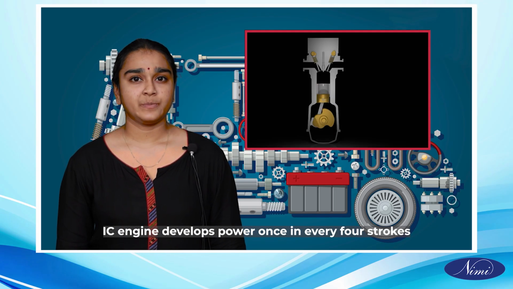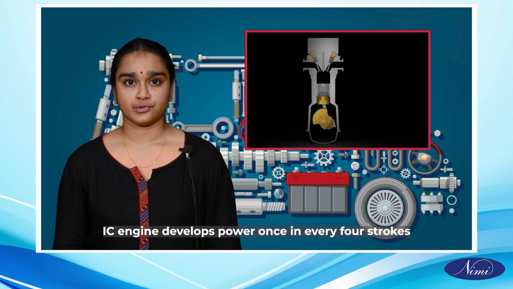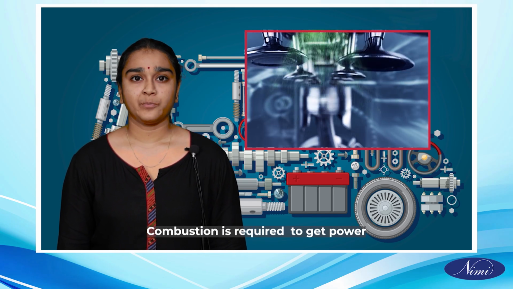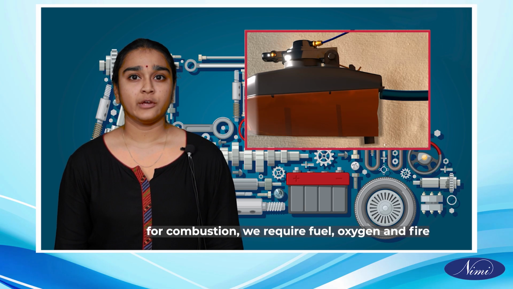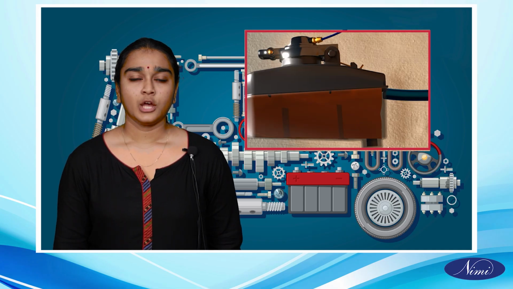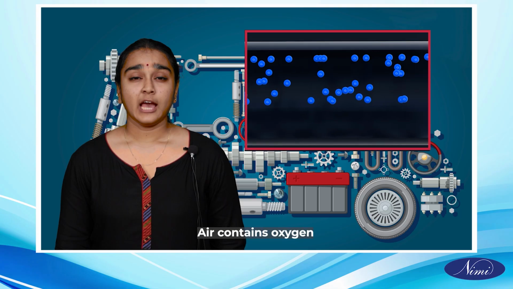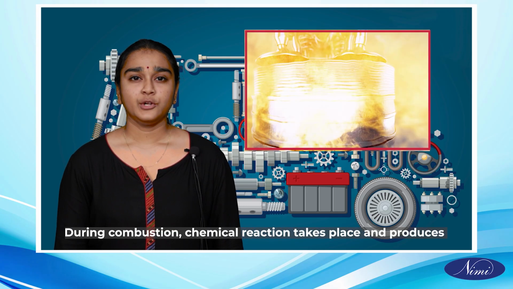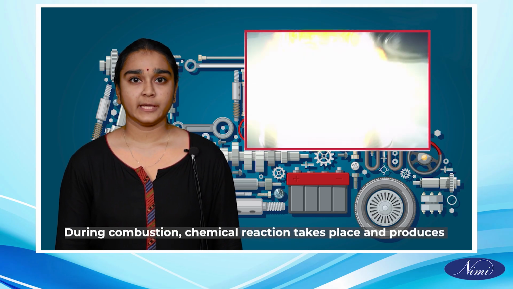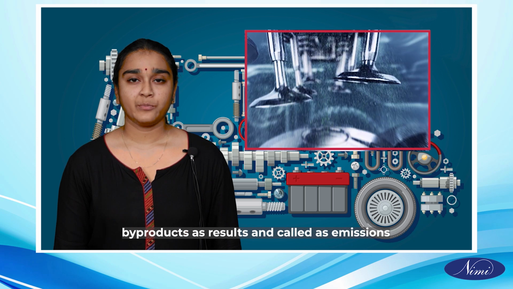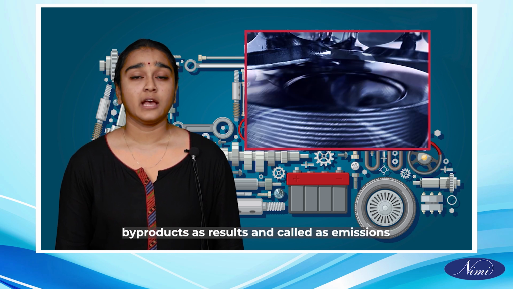IC engine develops power once in every 4 strokes. Combustion is required to get power. For combustion, we require fuel, oxygen, and fire. Fuel contains hydrogen and carbon, called hydrocarbons. Air contains oxygen. During combustion, a chemical reaction takes place and produces byproducts called emissions.